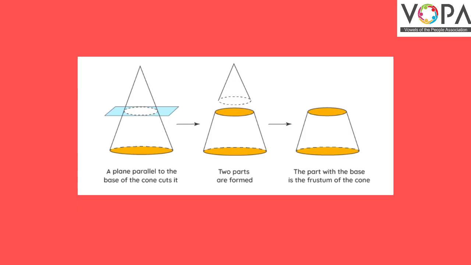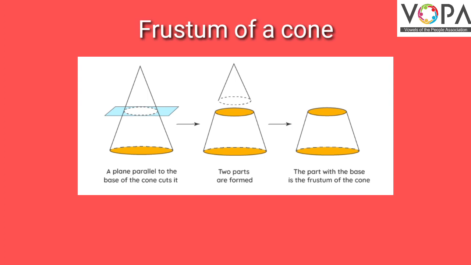Here we can see a cone, and a plane parallel to the base of the cone cuts it. At that time, two parts of the cone are formed. The upper one will be the smaller cone, and the part with the base is the frustum of the cone. So we will study the frustum of a cone.